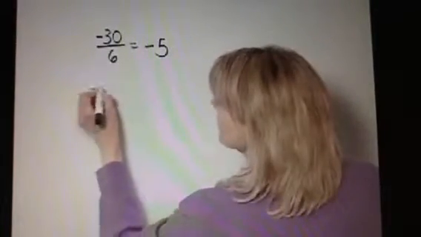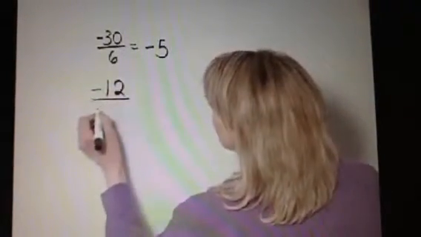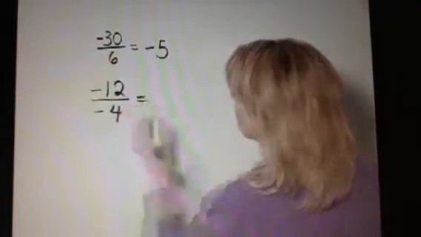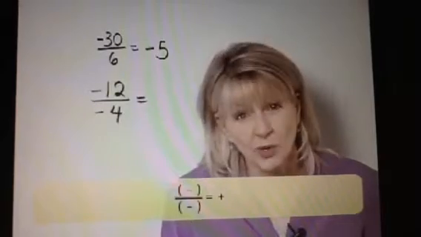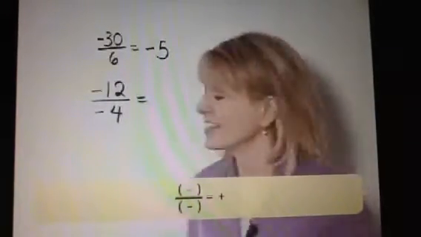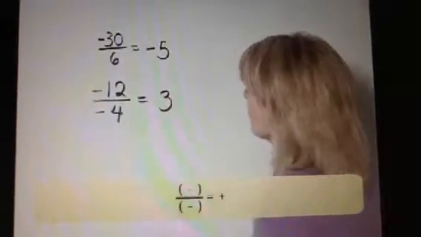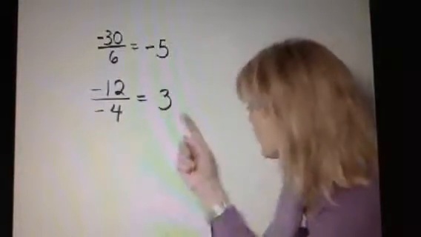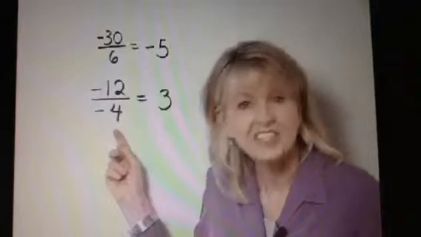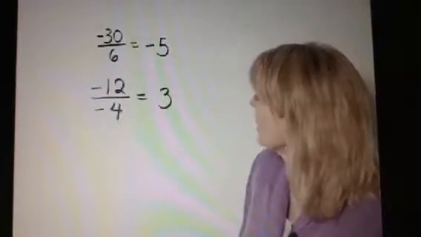What about, say, negative 12 divided by negative 4? Well, a negative divided by a negative gives a positive quotient. 12 divided by 4 is 3. So the result is positive 3, or simply 3. Again, as usual, you can check division by multiplying.